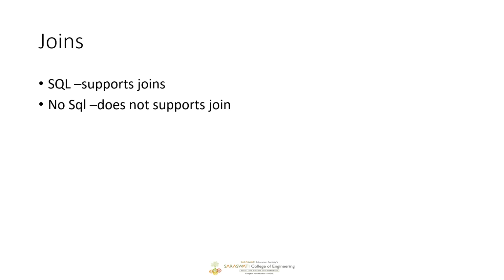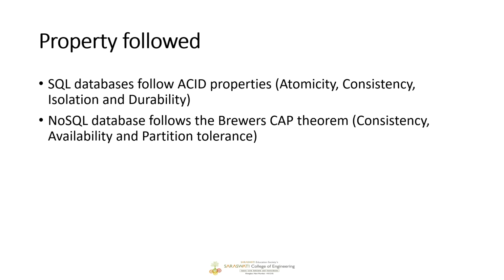Joins. SQL supports several types of joins. It supports natural join, outer joins, inner joins, and cross product, while NoSQL does not support joins. If you remember, to have a join between two tables, we need to have a foreign key constraint between the two tables. As we just said, NoSQL does not follow any constraint, so it is not possible to have joins in NoSQL databases.